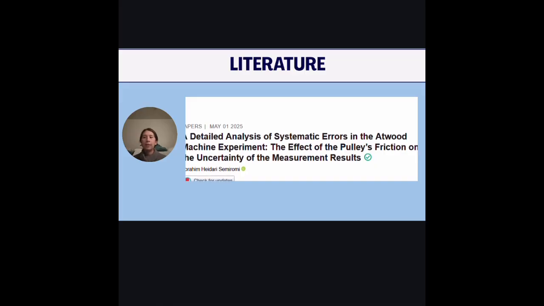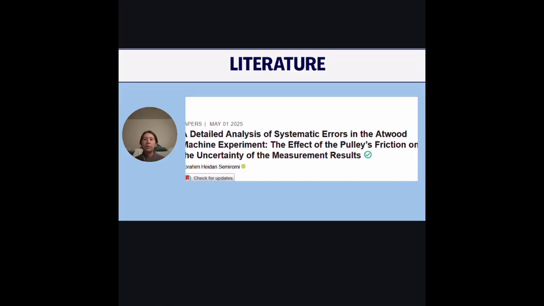This paper by Semurumi shows how real-world imperfections can affect how accurate our acceleration measurements are in the Atwood's machine setups. It also highlighted how pulley friction resists motion, making the measured acceleration slightly lower than the theoretical value, meaning that systemic errors are bound to exist.